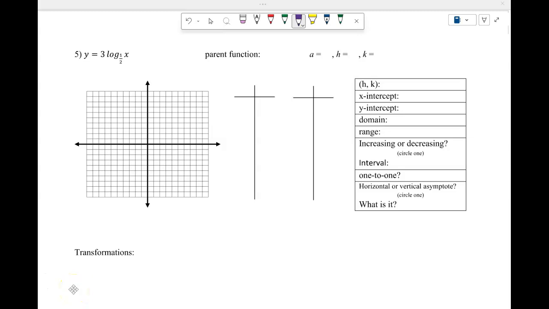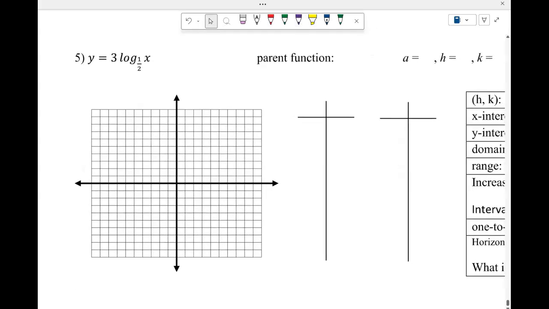Example 5 has y equals 3 times log base 1/2 of x, okay? So remember, we have y equals, your a is always going to be in the front, and then your log subscript is always going to be your base. You have x minus h in the parentheses. Now, if we do not have any minuses with the x or addition behind the parentheses, that means the h and the k are both going to be 0.